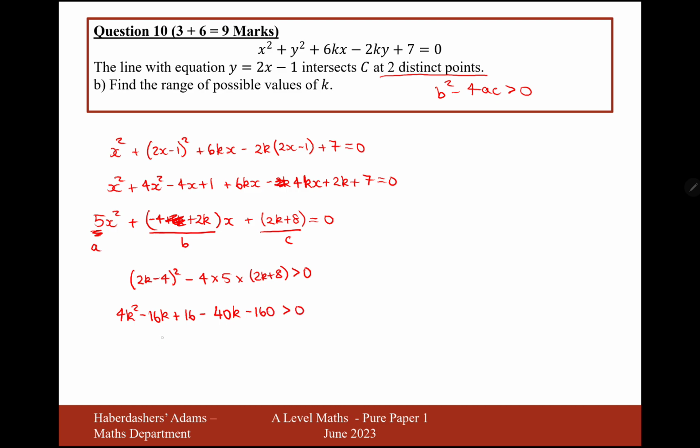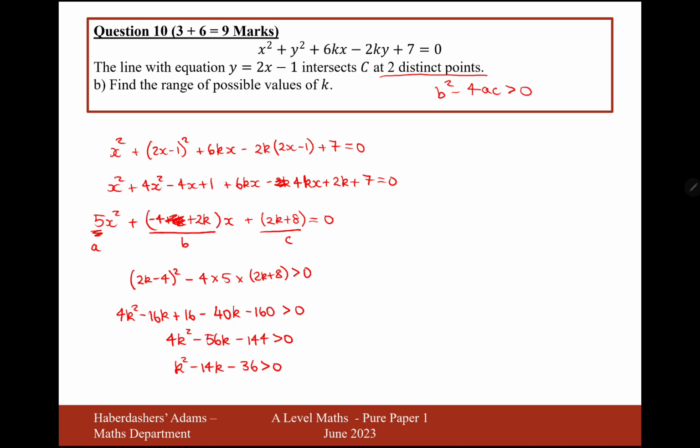Right, let's tidy this all up. So we're going to get 4k squared minus, so we want 16 add 40, 56k, and then we're going to have 16 minus 160 on the calculator, minus 144 is greater than 0. Let's divide all through by 4, because I think all of these can divide by 4. 56 divided by 4 is 14. Okay, and 144 divided by 4 is 36, and is greater than 0.